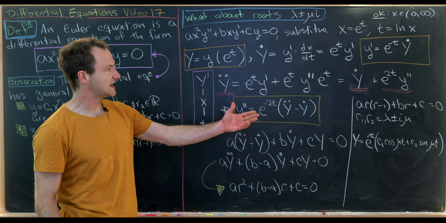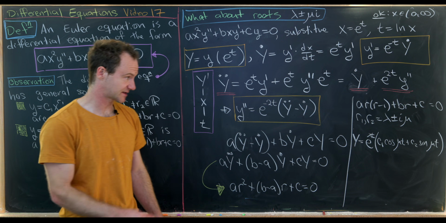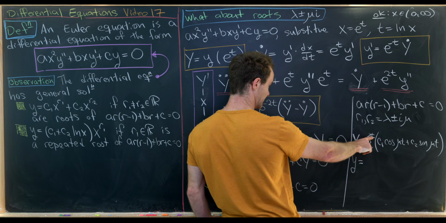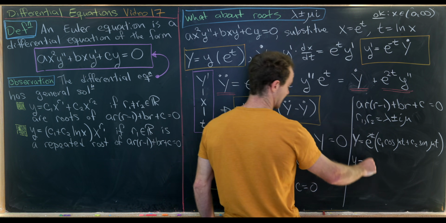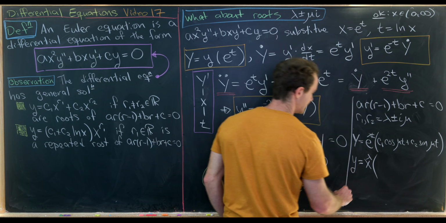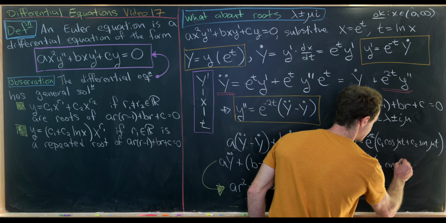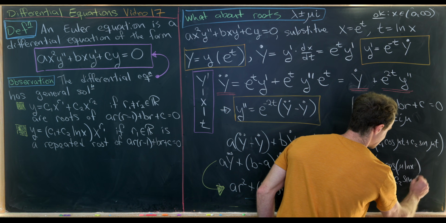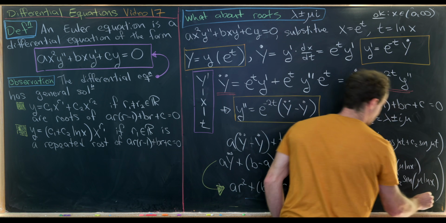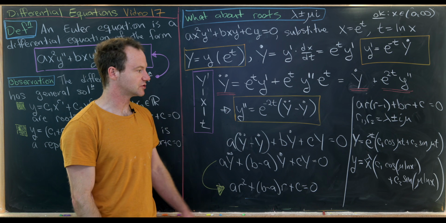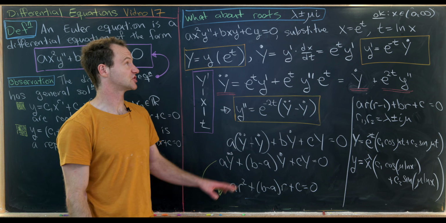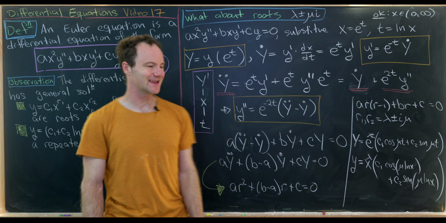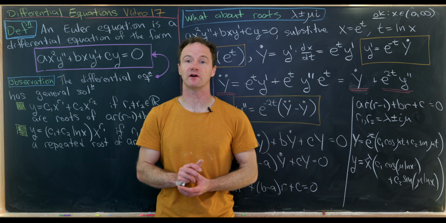Okay, but let's recall that t was equal to the natural log of x. So if we put that in here, we'll have y is equal to e to the lambda times the natural log of x, but that ends up being x to the lambda. And then we'll have c1 cosine of mu times the natural log of x plus c2 times sine of mu times the natural log of x. So it's kind of a gnarly solution. That being said, it's a solution that we can just write down given this special setup. Okay, so let's get that added to our observation over here and we'll do our final example.